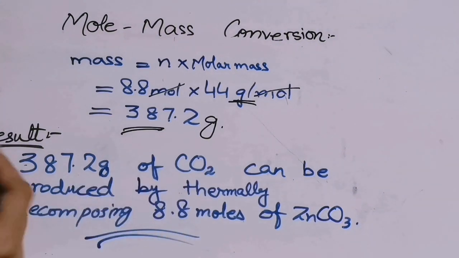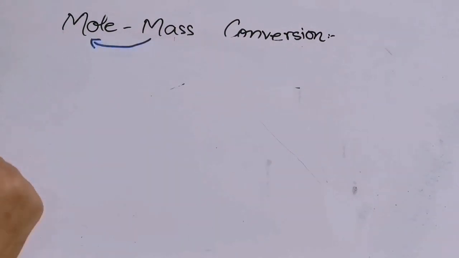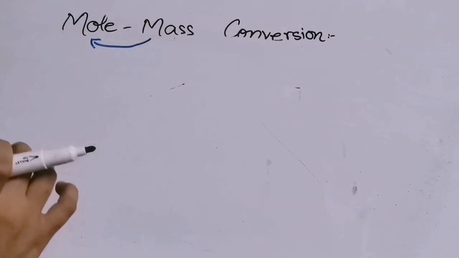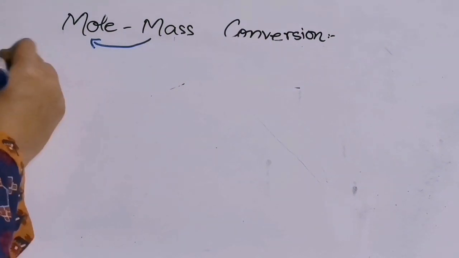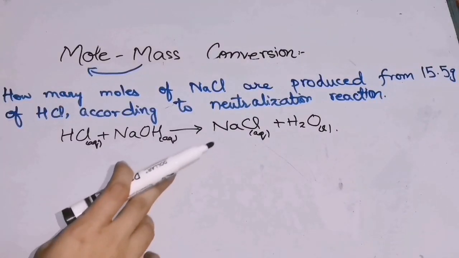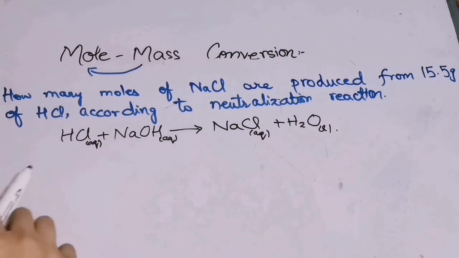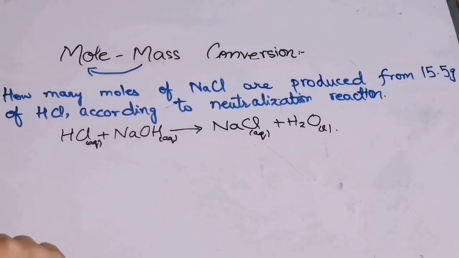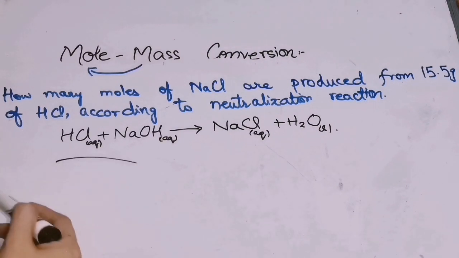So this is how we did the mole to mass conversion. I hope you all understood. Mass to mole conversion means we are given the mass and we will calculate the moles. Now the question is, how many moles of NaCl are produced from 15.5 gram of HCl, according to the neutralization reaction? So we have this reaction.